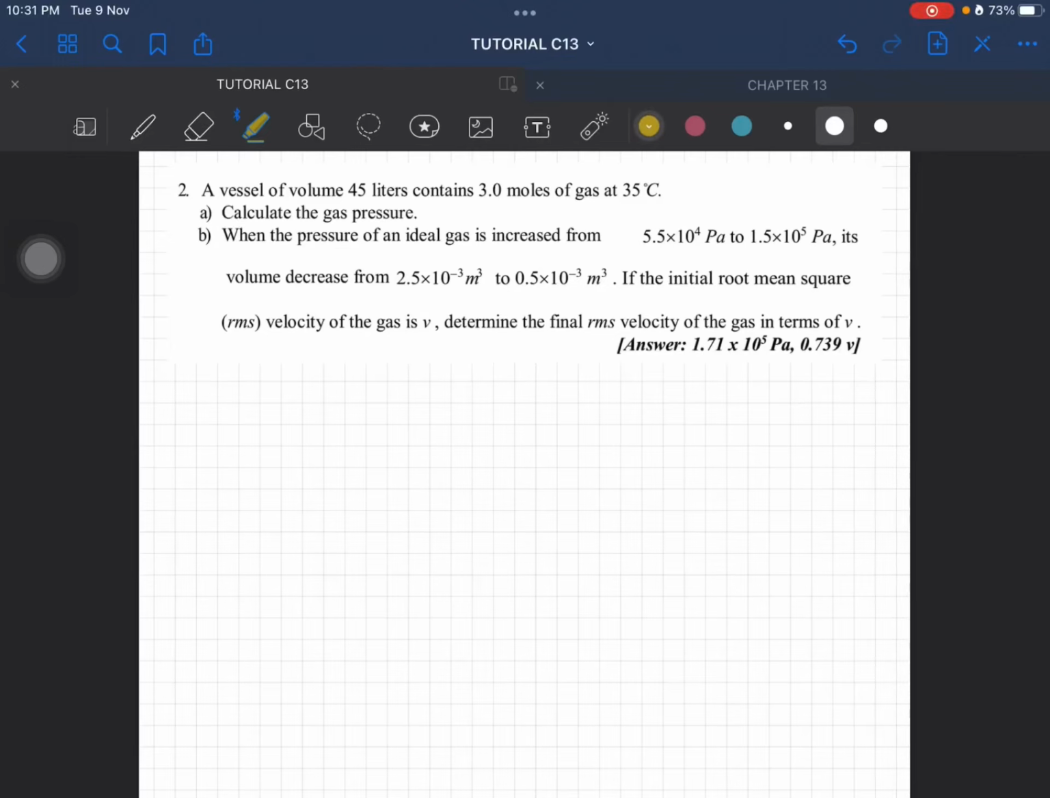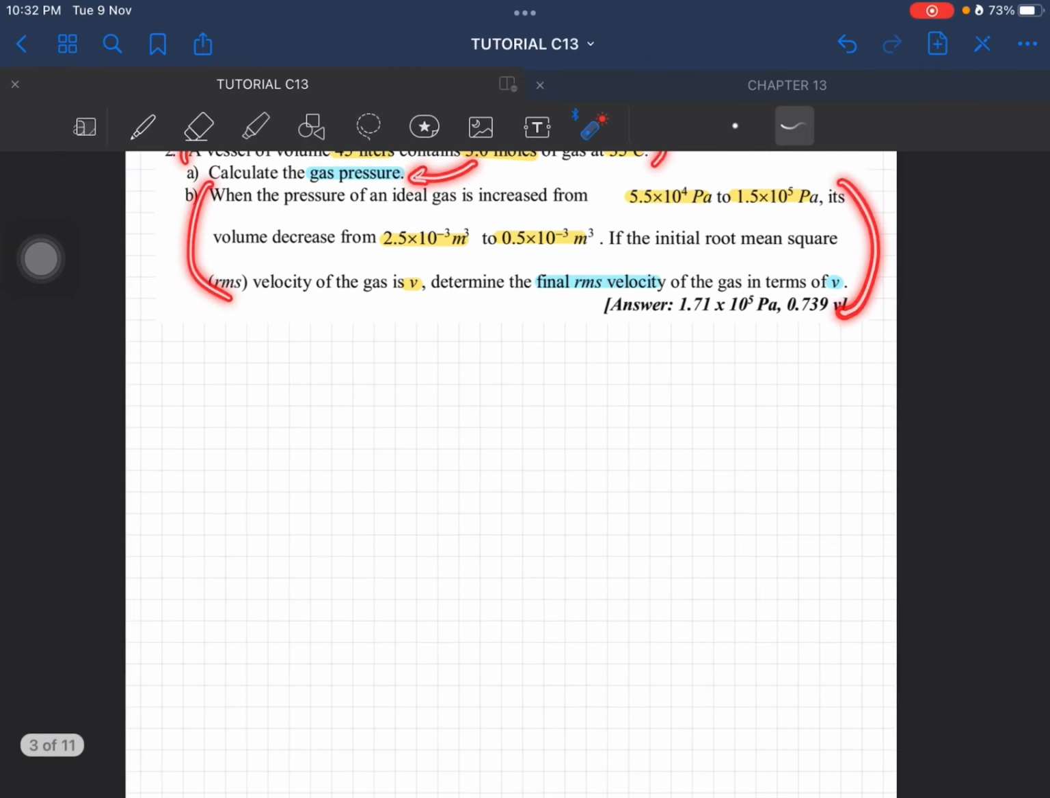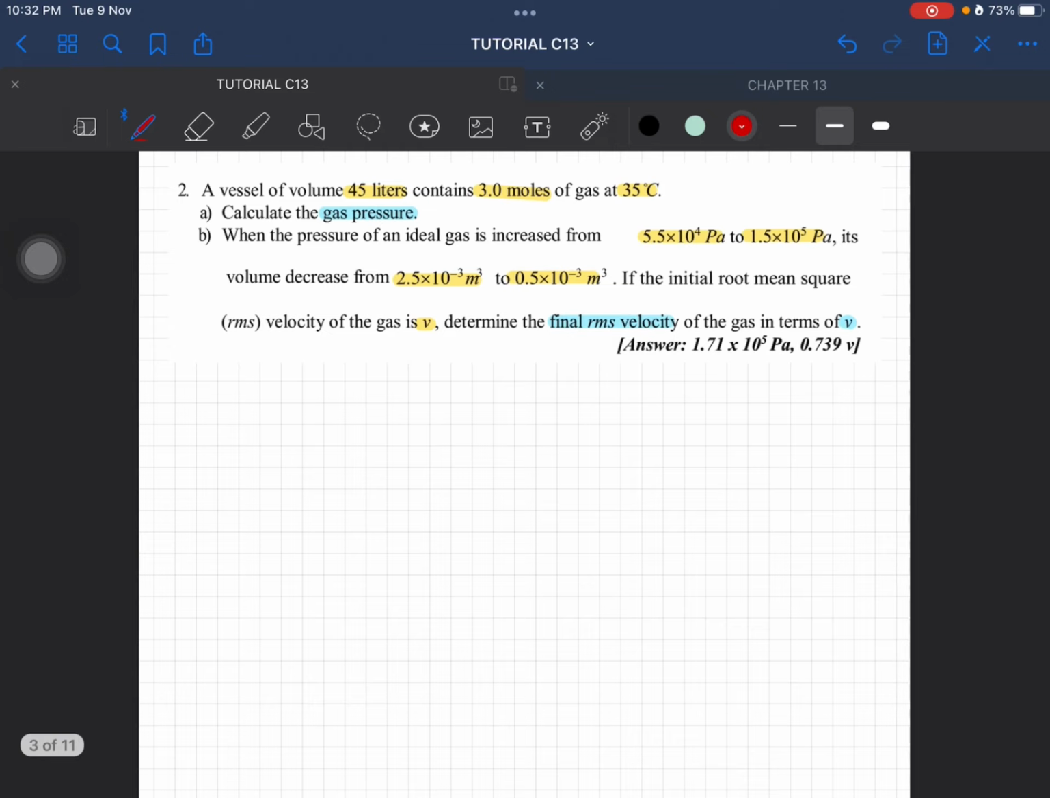Alright, question 2. A vessel of volume 45 liters contains 3 moles of gas at 35 degrees Celsius. We have to calculate the gas pressure, and then, when the pressure of an ideal gas is increased from 5.5 to 1.5 and its volume decreases from 2.5 to 0.5, we have to calculate the final RMS velocity in terms of V if the initial root mean square of the gas is V. Okay, so this information is only for question A, then this is a whole different set of question. Okay, so let's look at the first question.